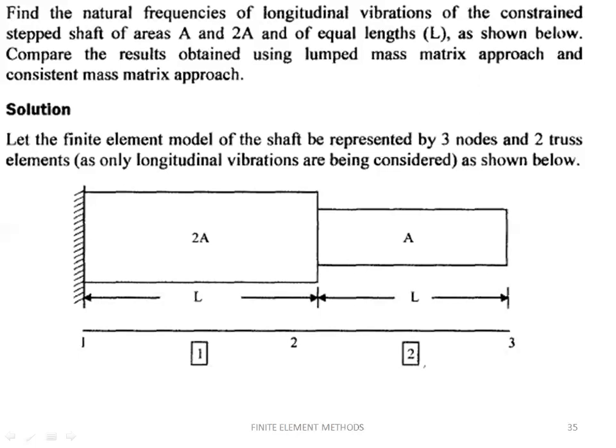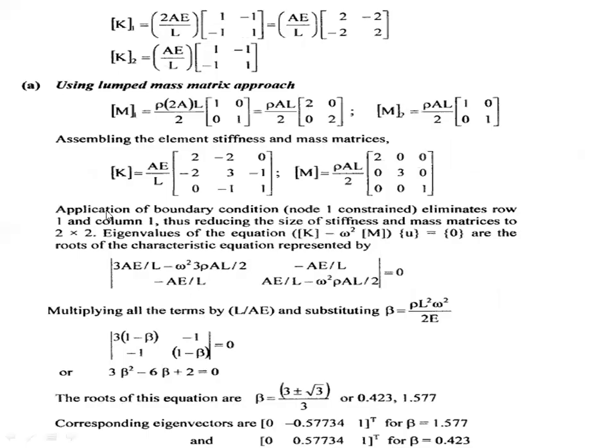If you apply the boundary condition after formation of the governing equation in the free vibration undamped case, that is (k minus omega square m) u, where k is the global stiffness matrix, 3 by 3, omega square into m is a 3 by 3 matrix, into the displacement u1, u2, u3, which is a 3 by 1 matrix, equal to 0. So here u1 is equal to 0.